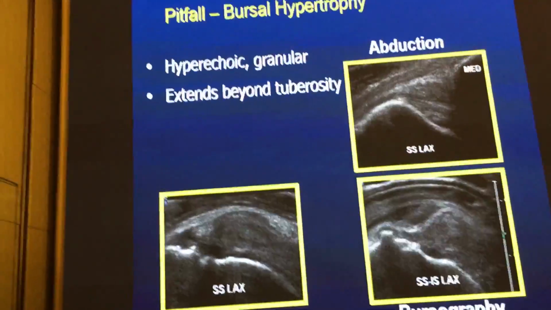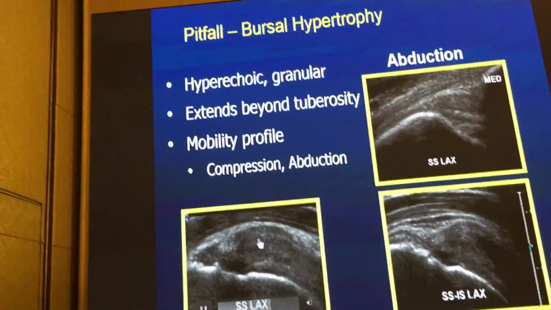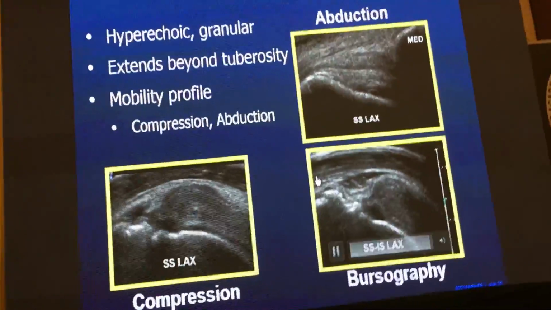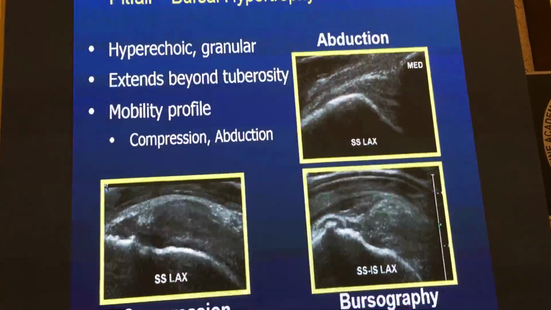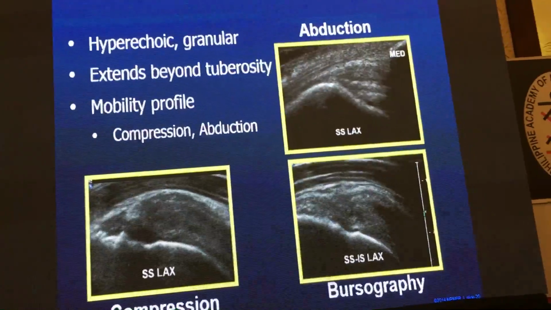Very simple dynamic maneuver. Another thing is that bursal tissue is compressible, so you push on it and it squishes, whereas rotator cuff tissue is not compressible. It's very stiff, so when you push on it, it's not going to deform at all.